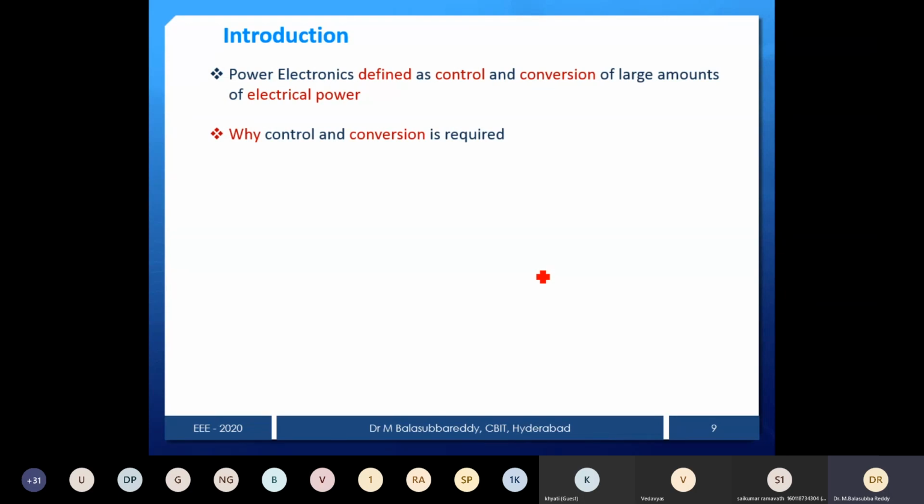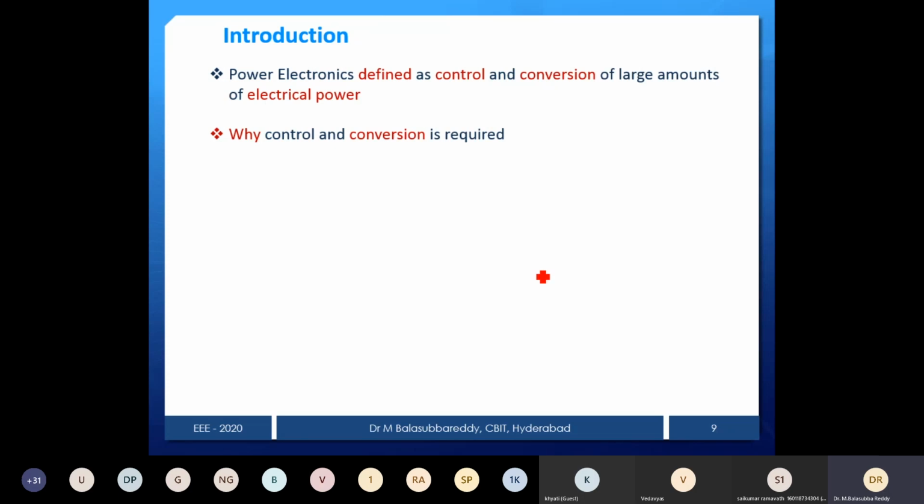Once you know the definition of control and conversion of electric power, the next question is why we need control and conversion. You can recall any application involving conversion and control. Let it be AC to DC: why is AC to DC conversion required? Or DC to AC, or DC to DC, or AC to AC? Whatever it is, we need many such applications throughout our life.